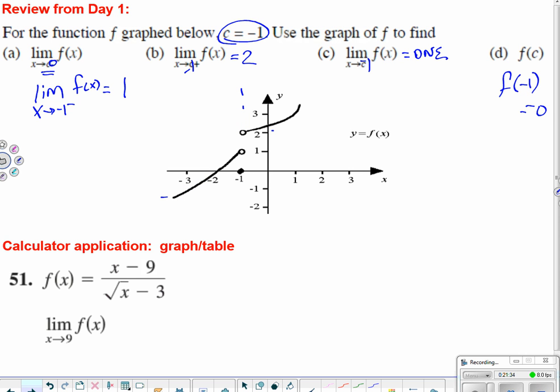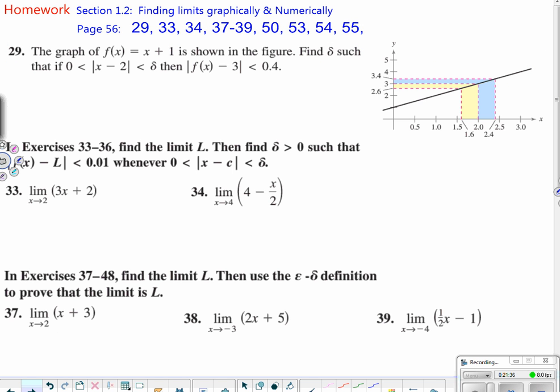I'm going to go ahead and skip this next one for time's sake. Here is the assignment. So please work on that.